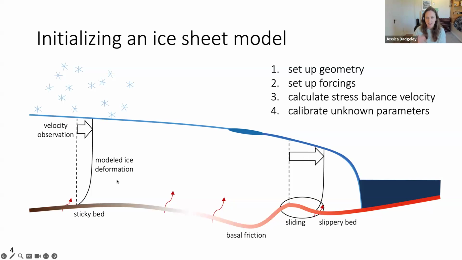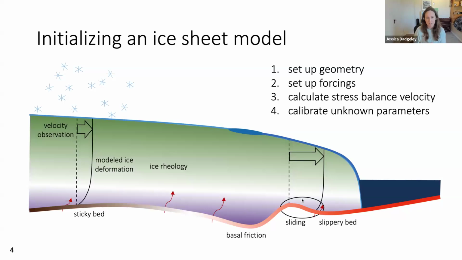And so we might calibrate or invert for these unknown parameters such as basal friction, how slippery the bed is. So we might find that there's a stickier bed in the interior and a more slippery bed where these faster flowing glaciers are. But there are other unknown parameters we might need to calibrate for or assume something about, such as ice rheology. Where is it softer? Maybe it's softer in the basal ice or in last glacial maximum ice, and where is it stiffer? And these will all affect the ice flow and the model.